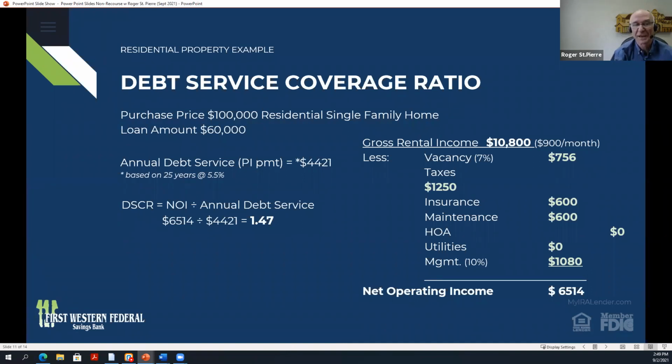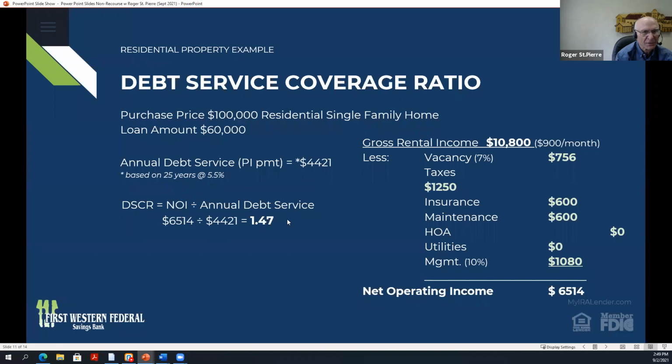Our metric is that net operating income is at least 125% of the loan payment. This one exceeds it, 147. This is a moneymaker. Good deal. We're going to finance it. So use this in any kind of a residential example because it works. And you can create your own. You could create your own little Excel spreadsheet like this, or use an example like this, and it's going to work for any deal you do.